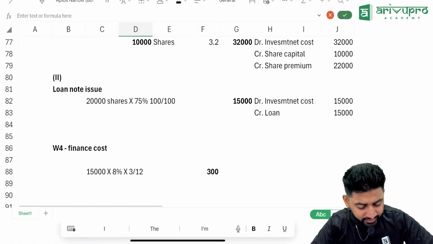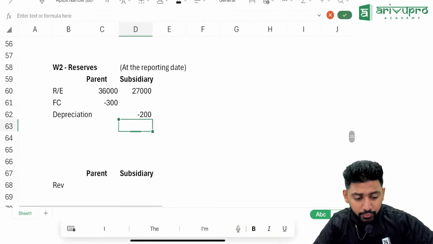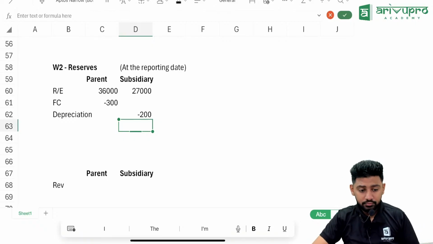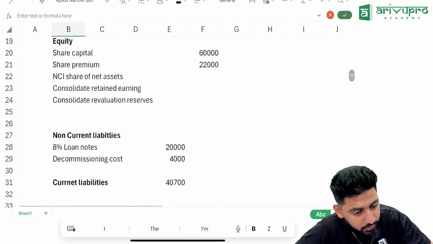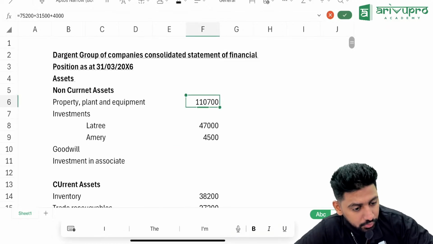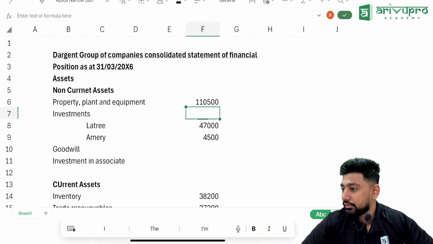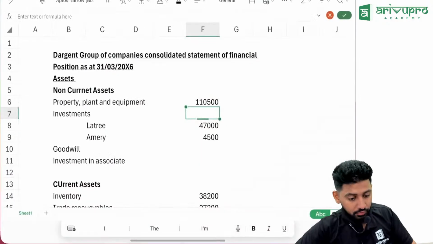Did we provide for the finance cost? Did we provide? No, we have provided. We have deducted it. Wait, I'll come. Depreciation. First, let's work on depreciation. So minus 200. I go to the top. And then from property, plant and equipment, minus 200. Done and dusted. Are we clear? Okay. Super. Okay. Hold on.